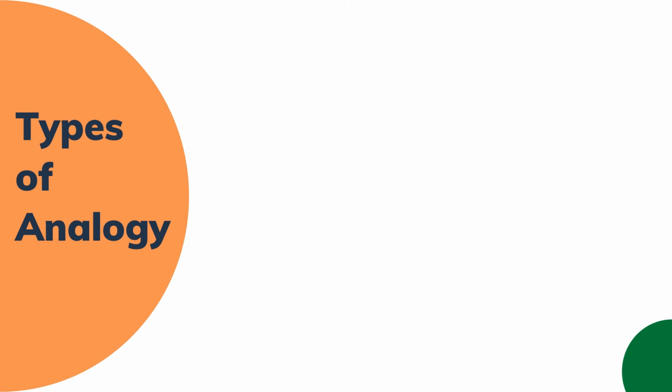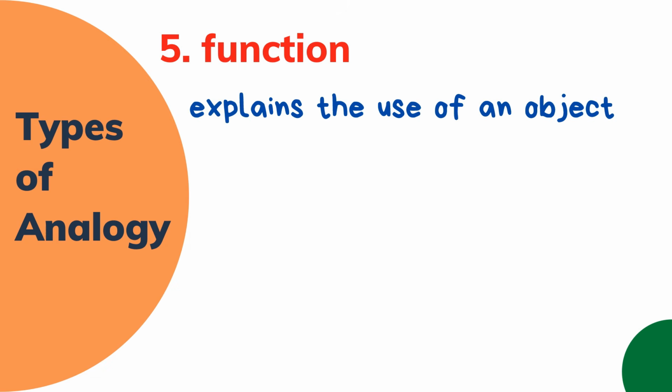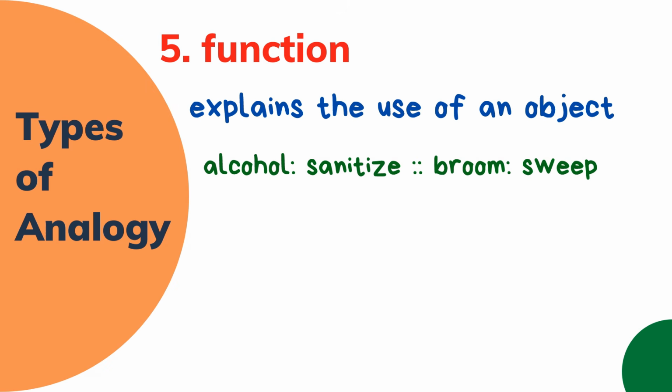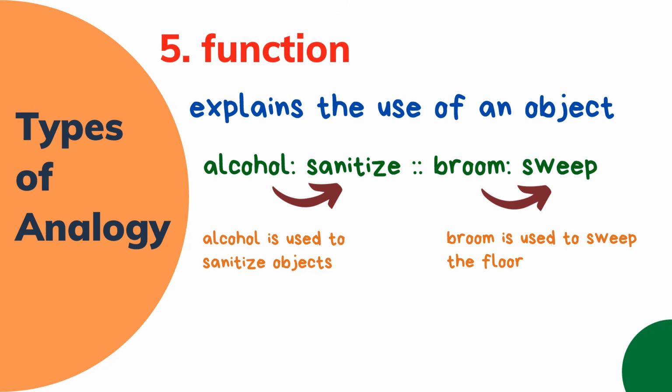Another type of analogy is function. Function explains the use of an object. Example, alcohol is to sanitize, as broom is to sweep. Let's focus on the first set. Alcohol is used to sanitize objects, so that is its function. And the function of the broom is to sweep the floor.